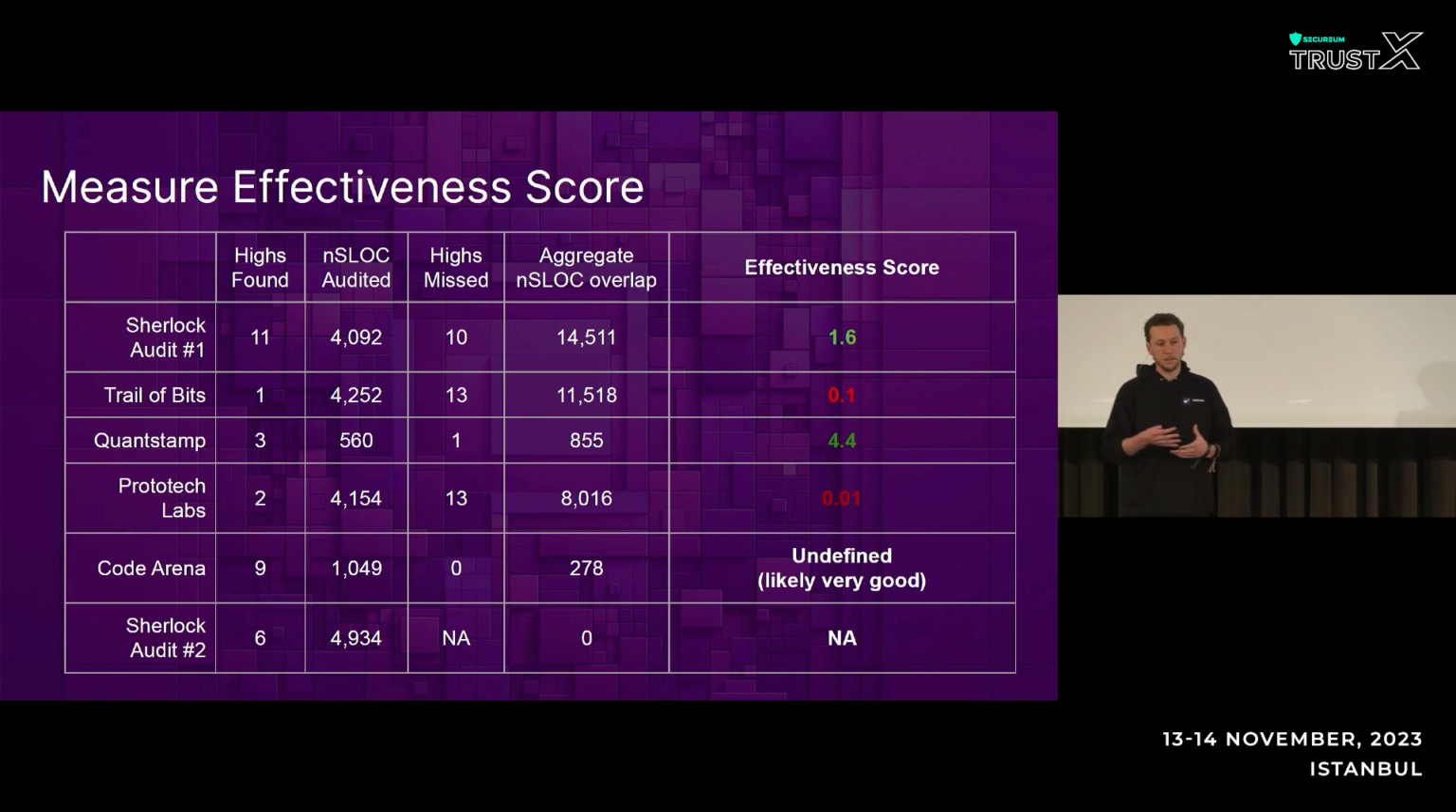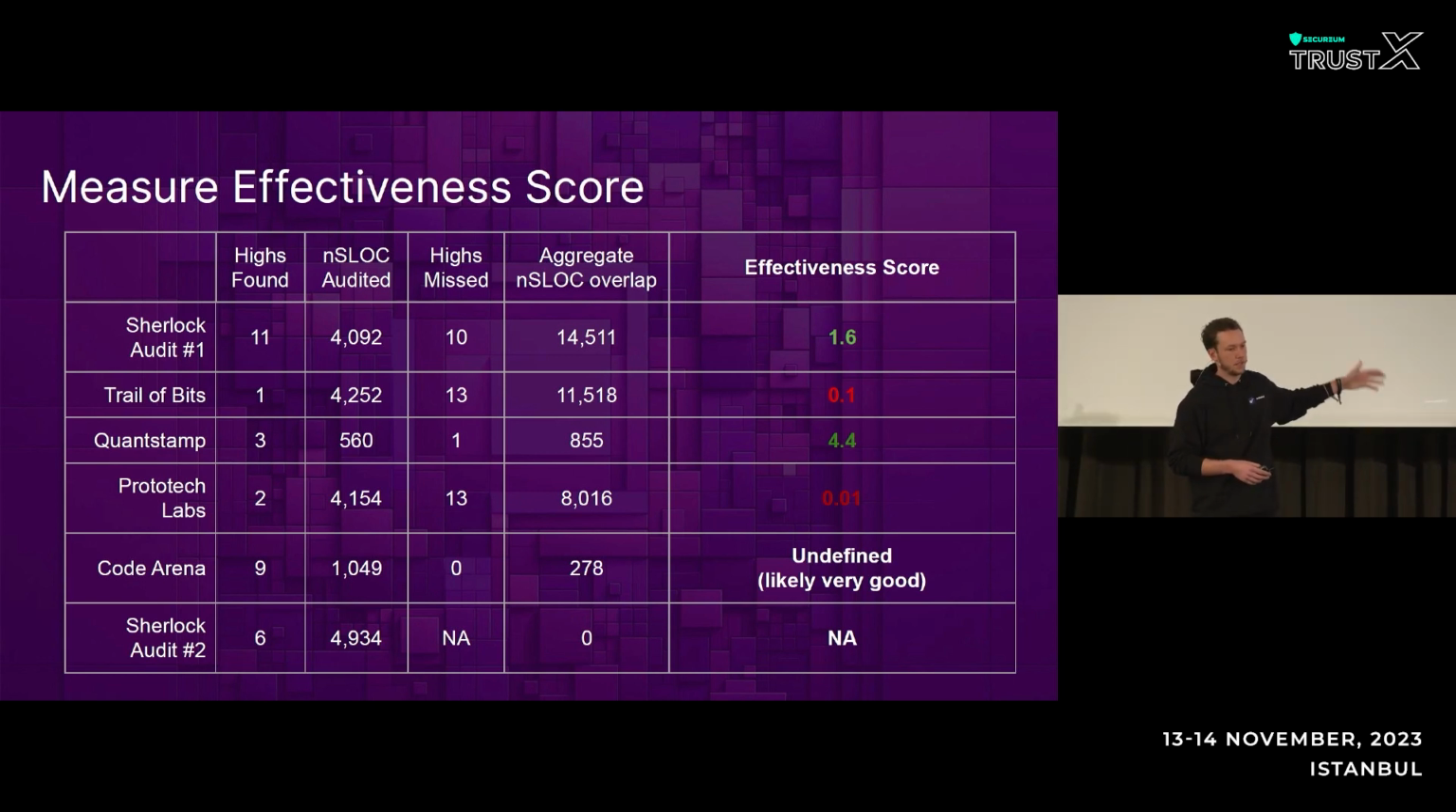But yeah, this is the meat of the analysis, and I think roughly it makes sense if you look at it. Like, if you're finding 1 high and you're missing 13 highs, that's tough. That means there were a lot of things that got through. 2 highs and 13 highs missed, that's pretty tough as well. Sherlock doesn't look great here on audit number 1, 11 highs found, 10 highs missed. But finding 11 highs is what saved that effectiveness score.